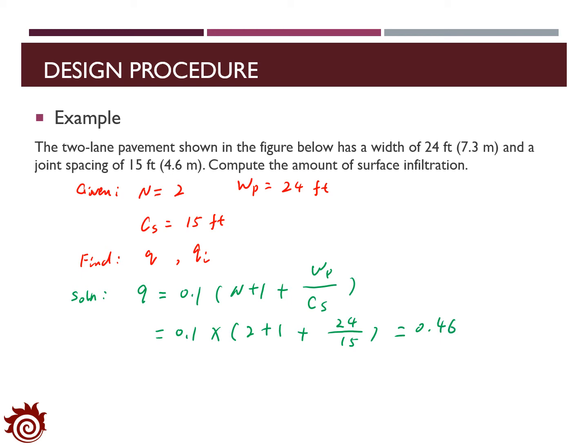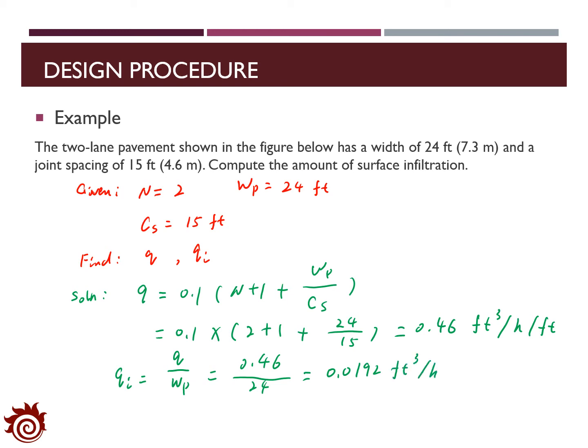0.46 feet cubed per hour per foot. And for Qi, it equals Q over Wp. That is 0.46 over 24, which is 0.0192 feet cubed per hour per foot squared. So that's the way for us to get the solution for this example.